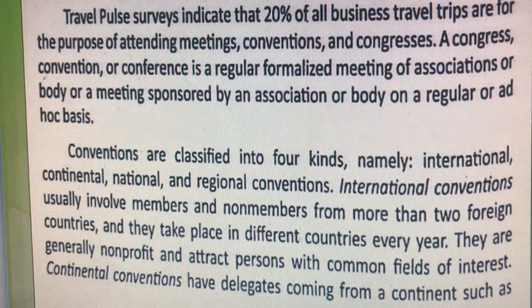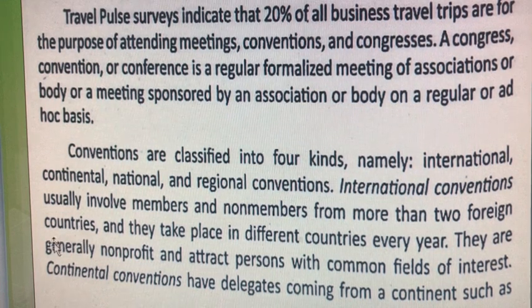So, congress, convention, or conference, we mean, this means regular formalized meeting of associations or body or meeting sponsored by an association or body on a regular or ad hoc basis or when need arises. Okay, so conventions are classified into 4 kinds. Meron tayong international, continental, national, and regional convention. So, pag sinabing international conventions, ito yung mga members ng convention are from foreign countries.